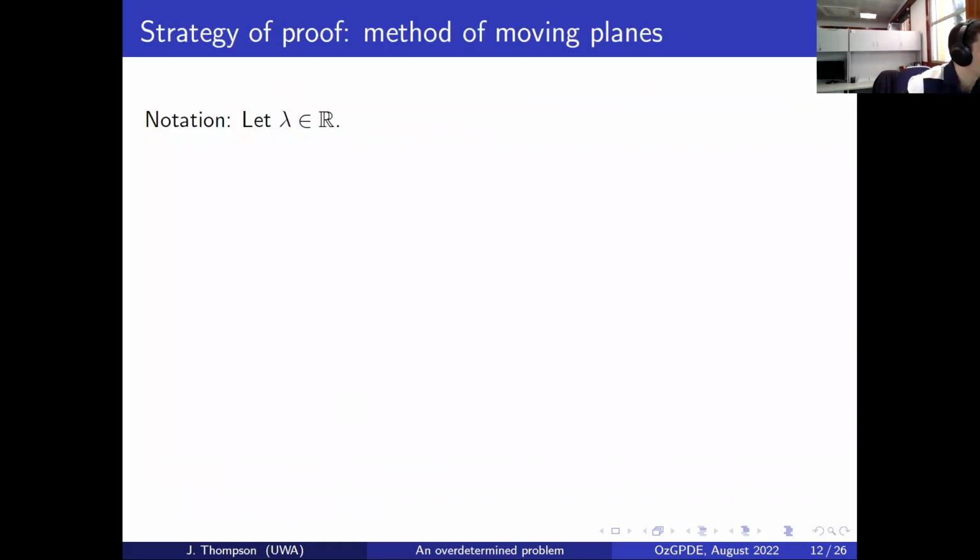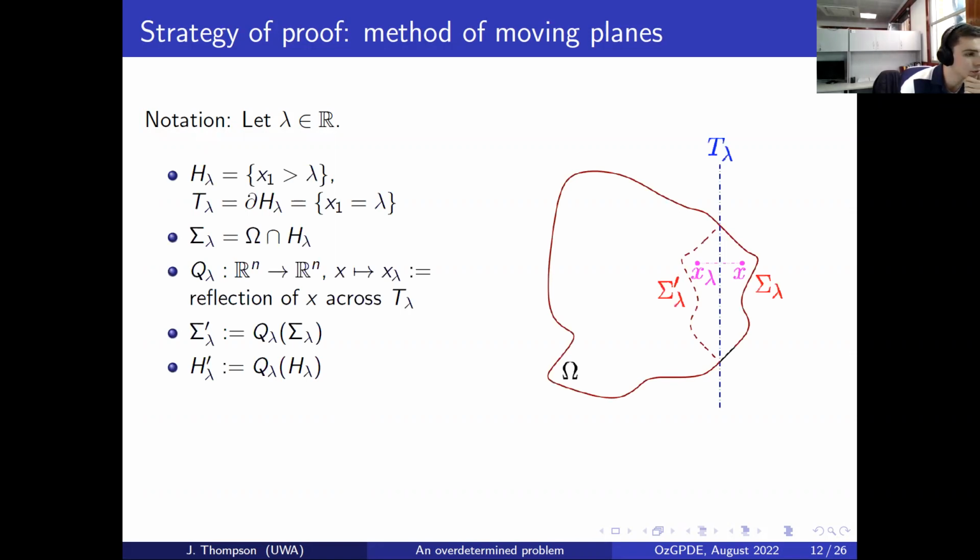So what is the strategy of the proof? The proof uses this method of moving planes. There's a bit of notation with the method of moving planes, but the idea is very simple. So we have our domain omega, and we pick some direction. In this case, I've just set the direction to be the E1 direction, so 1, 0, 0, 0, with n minus 1 zeros. And we define a plane which we're going to slide from right to left across our domain omega.